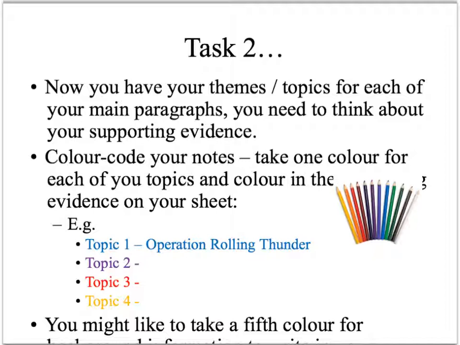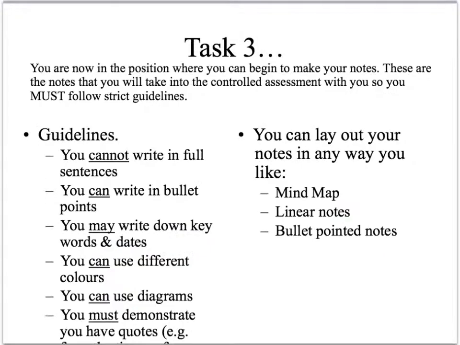Now you have the themes or topics for each of your main paragraphs, you need to think about your supporting evidence. Colour code the notes you've made so far. Take one colour for each of your topics and colour in the evidence on your sheet, colour coding the work and evidence to the paragraph.